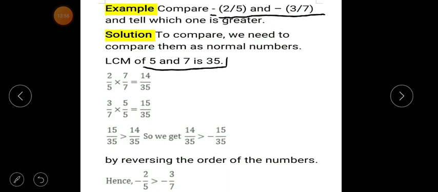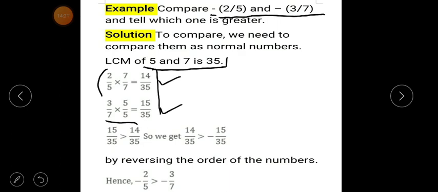Here 35 is the LCM of 5 and 7. So multiply, first ignoring the sign. We are just ignoring the sign. So 2 upon 5 multiplied by 7 upon 7 gives us 14 upon 35. Similarly, 3 upon 7 multiplied by 5 upon 5 gives us 15 upon 35.